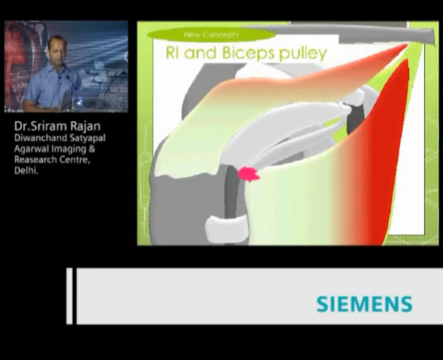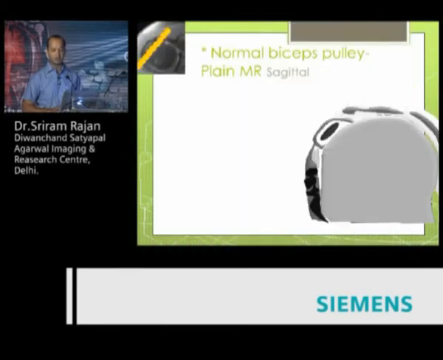And typically, if there is any pathology in the biceps pulley, it's easy to understand that the biceps then has a more oblique course and there is abnormal biomechanics. So a normal biceps pulley, this is again a diagrammatic on a sagittal image which shows the lesser tuberosity as a flat surface. That's the humeral head. That's the biceps pulley, and that's the biceps.